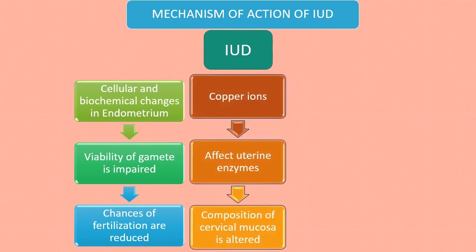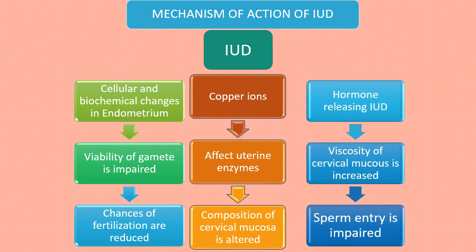Then coming to the second generation intrauterine devices, there is emission of copper ions from the copper T, that is from the intrauterine device. It affects the uterine enzymes. There is alteration of the biochemical composition of the mucosa due to the copper ions. Copper ions also affect sperm motility and survival, which leads to failure of fertilization.